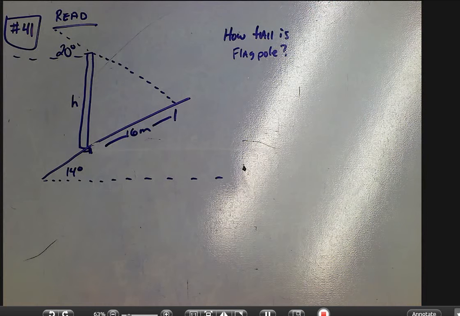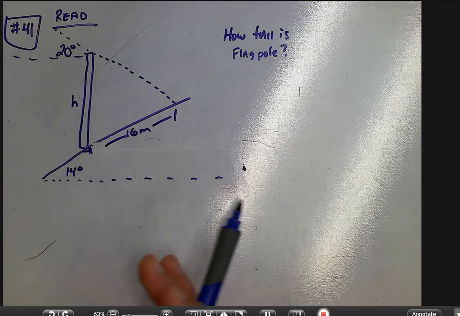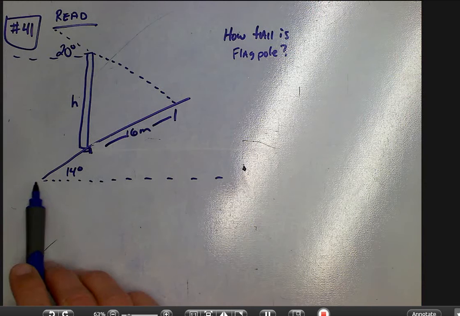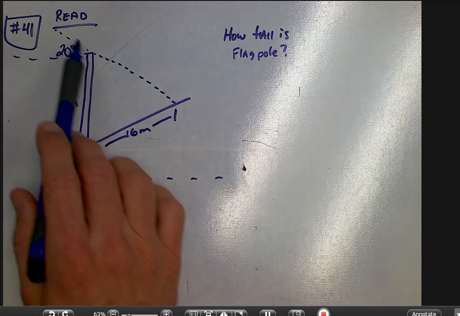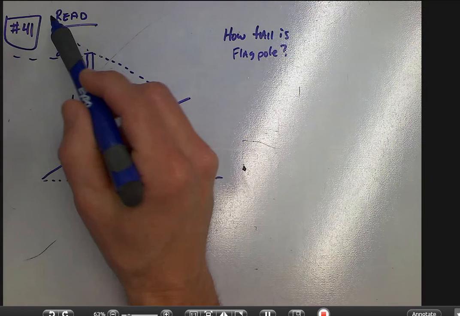Read number 41 and then press pause and see if you can figure it out. I went ahead and drew you a picture to help you out. Essentially what it wants to know is how tall is this flagpole right here, H, and this is the information that the story problem gives us, with this being the horizontals, the two horizontals, this being the light that casts the shadows, so there's a sun up here.